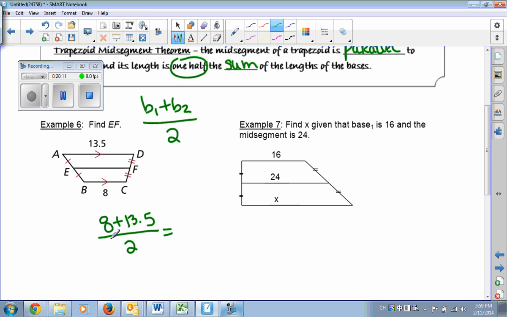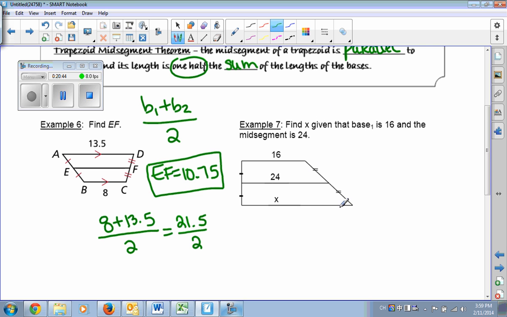So the first thing you're going to do is clear off the top of your fraction. We're going to add first. 8 plus 13.5 is? Okay. And then divide by 2. Good. Yeah, that's simple calculator work, or you could do division. So EF is equal to, what is it, 10.75? Very good. So mid-segment is pretty easy.